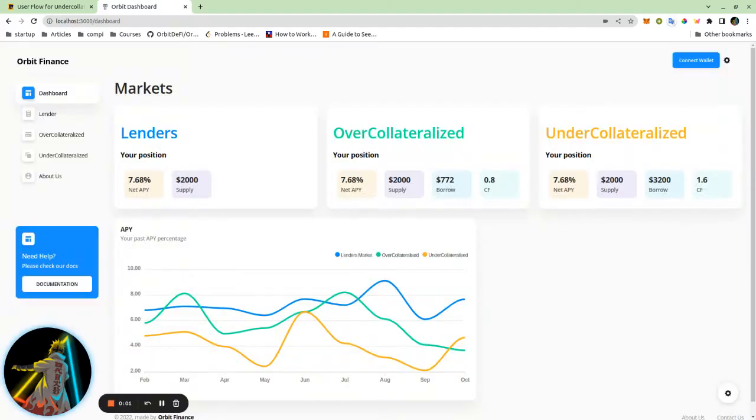Hey guys, so this is the Orbit's demo. This will help us visualize how Orbit will look and how the user experience will be. So currently, what you see is the Orbit's dashboard.